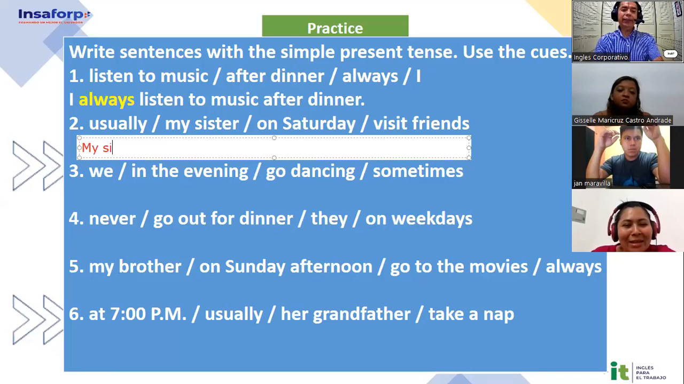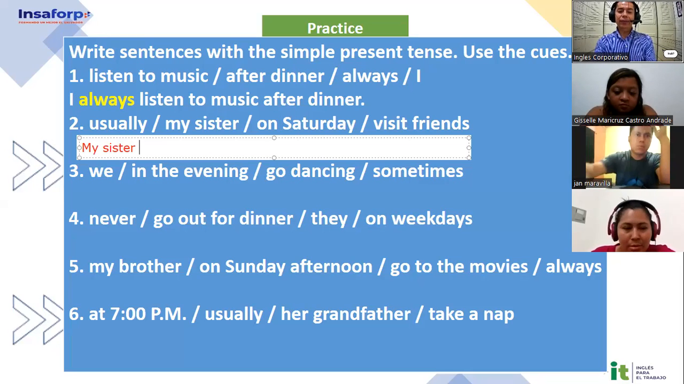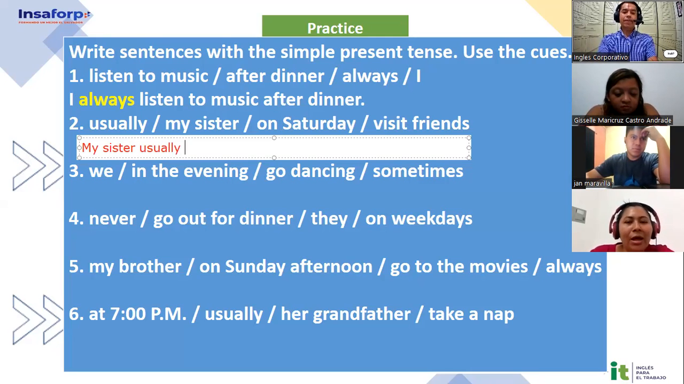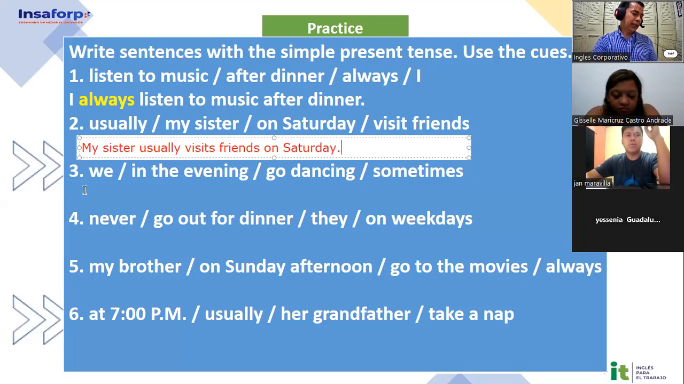So, my sister. Yesenia, my sister. El micrófono, Yesenia. My sister usually visits friends on Saturday. Solo esto es amigo. On Saturday, very good. Thank you very much, Yesenia. Nice, good. And please, Sandra.